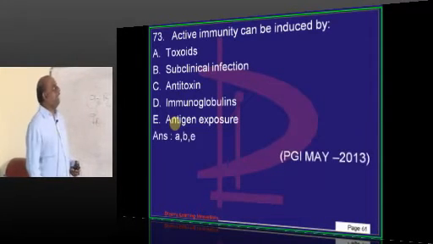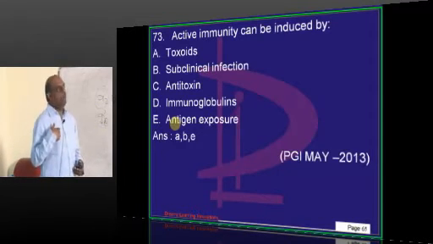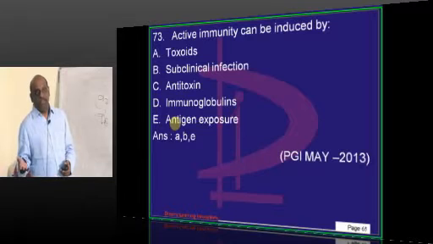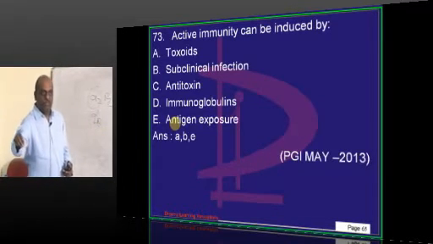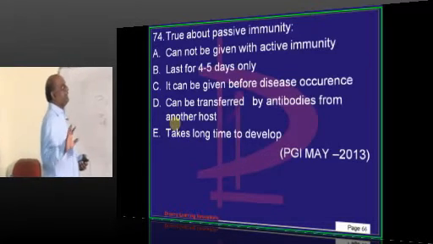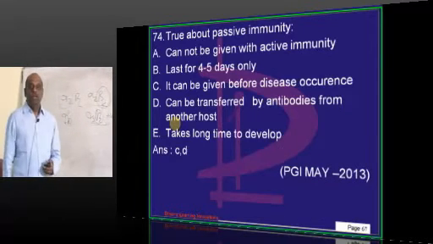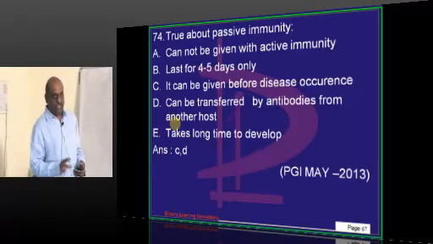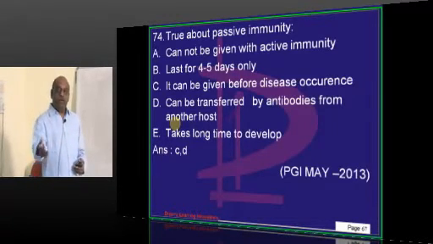How can you bring active immunity? You can give a toxoid, you can get a subclinical infection, or you can expose to antigen. But if you give immunoglobulin or an antitoxin, it will only give passive immunity without any immunological memory, is a very, very fundamental question. Once more a question on passive immunity. It can very much be transferred. If you give serum, anti-serum, then you can transfer the antibodies even before the disease occurs.